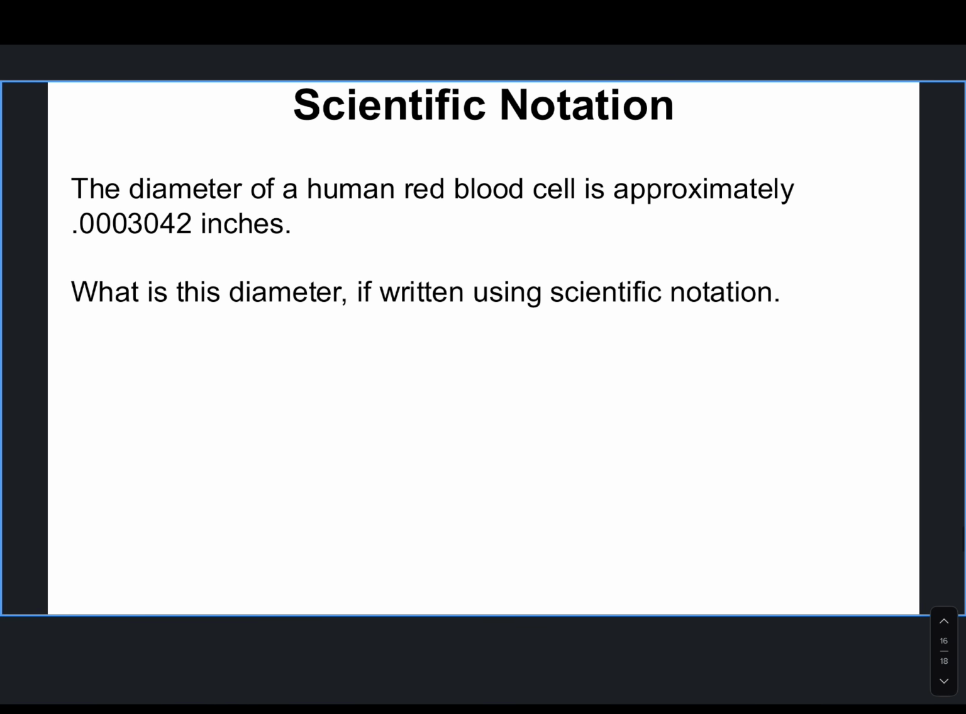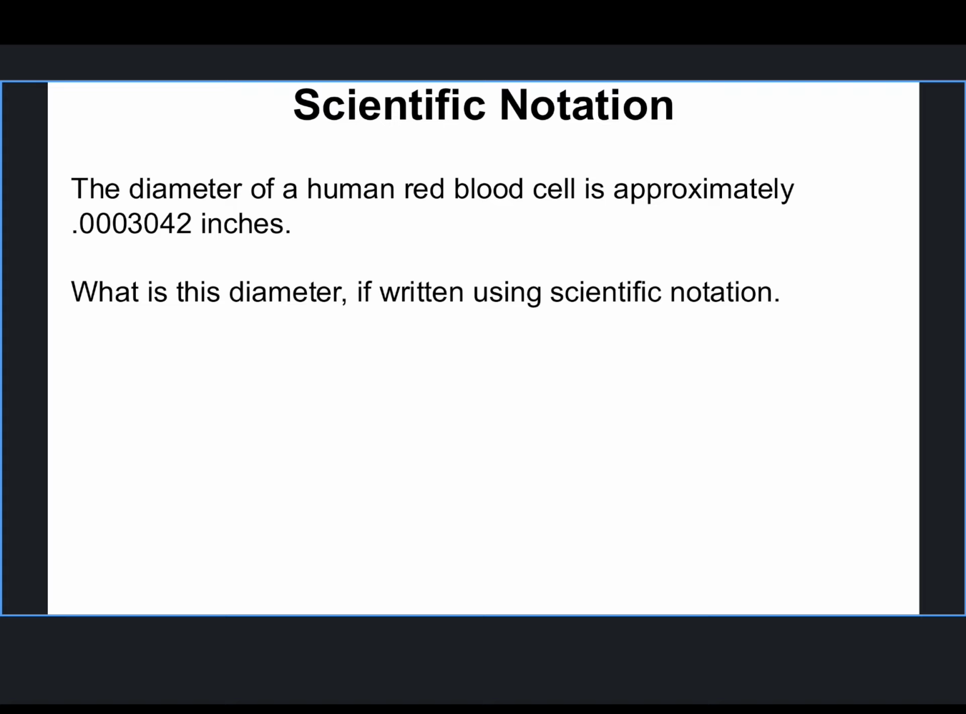In our next example, that's a really small number, right? 0.0003042 inches. That's not a lot of inches, right? It's not a tenth of an inch. If it were a tenth of an inch, that would show up here. It's not a hundredth. It's not a thousandth. It's 3/10,000ths of an inch in diameter. That's pretty small.